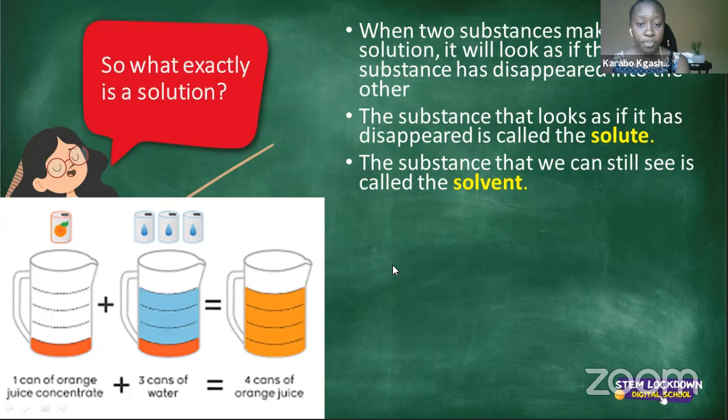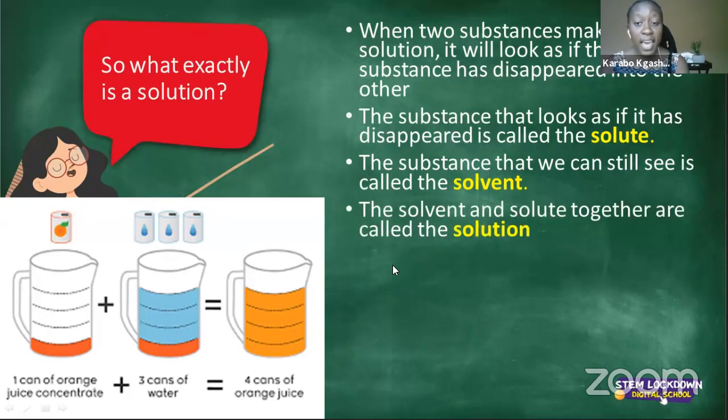Awesome. The solvent and the solute together are called the solution. Now, when I mix Oros and water together, I have made a solution. Remember, the water has disappeared. That is the solute. I can still see the orange juice. That is the solvent. Together, they make a solution. Are you all with me? All righty.